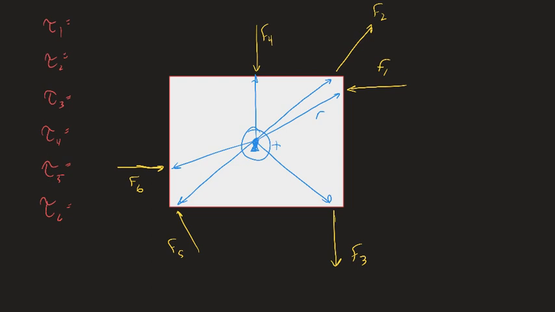So, given some pause, torque 1, positive. Torque 2, positive. Torque 3, negative. There is no torque 4. Torque 5 is negative. Torque 6, positive. Are there any of these you'd like me to explain?